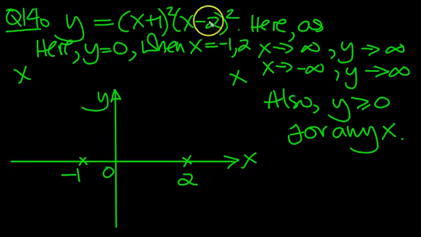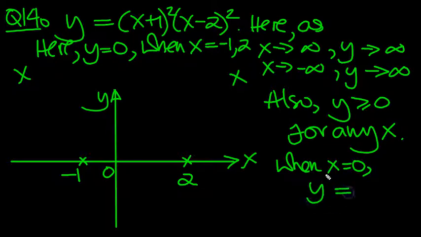So what value is it when x equals 0? What does y equal? Put 0 in here, you get 1. Put 0 in here, you get minus 2 squared, which is 4. So 4 times 1 is 4. So that's where it goes through 4.